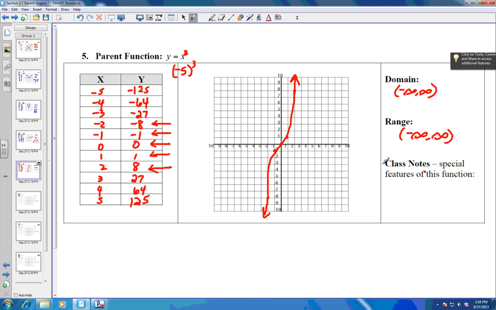Okay, special notes of this. This is called the cubic function. And in calculus, you will learn that at the point 0, 0, I have a point of inflection. The point of inflection is just where a curve changes its concavity, or its curvature. So it changes right there.